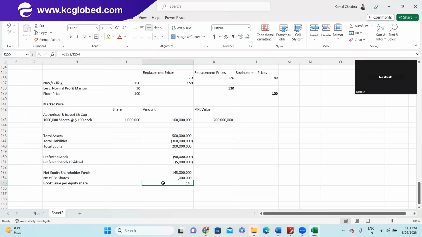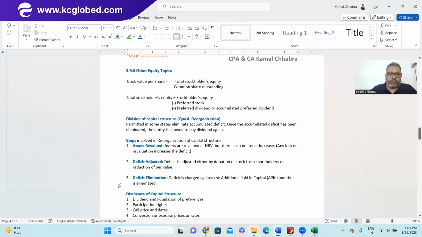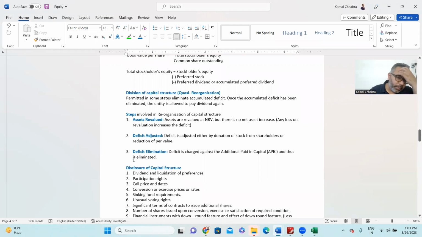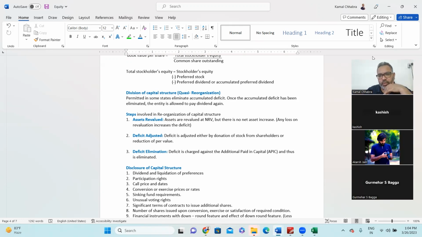Got it, sir. So next topic is division of capital structure. It is permitted in some states to eliminate the accumulated deficit. Once the accumulated deficit has been eliminated, the entity is allowed to pay the dividend again. So this is kind of a restructuring of capital. I know some of you might have heard this word, restructuring of capital. Have you guys heard about it?